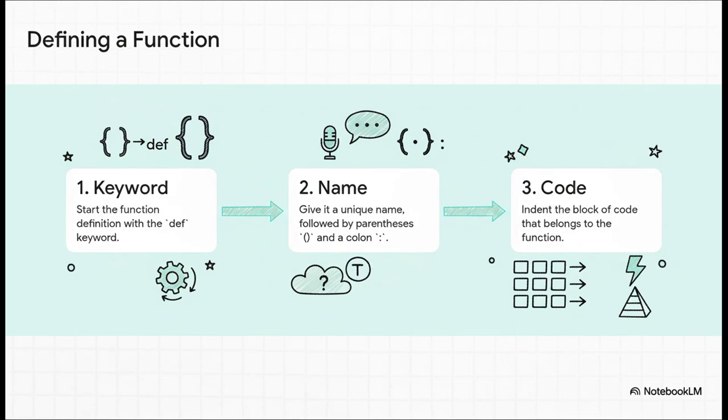And making one in Python is super simple. It's like a 3-step recipe. First, you use the keyword def. Second, you give your function a unique name with some parentheses after it. And third, all the code that goes inside that function gets indented underneath. That indentation is key. It's how Python knows what's part of the function.